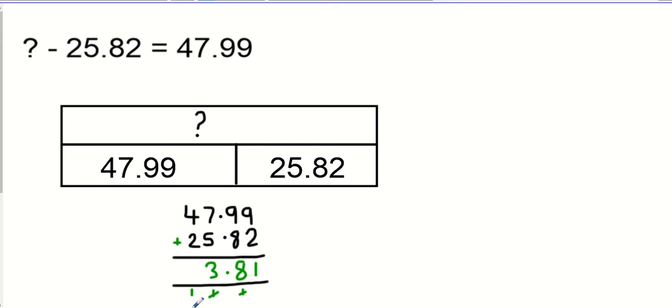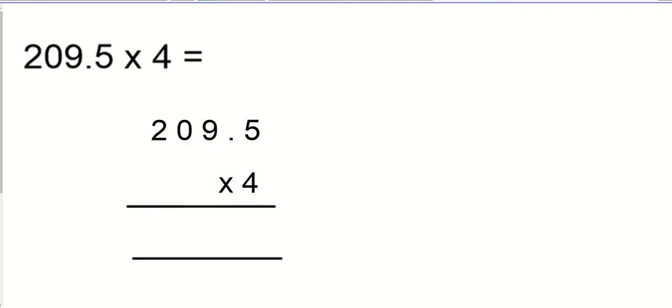So I'm going to do 4 add 1 is 5. Add the 2 is 7. So that is your answer. The number I started with, the number to go here is 73.0.81. There we go. Right, so let's move on.